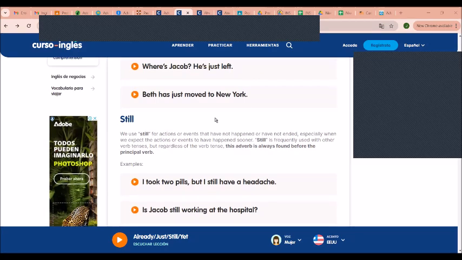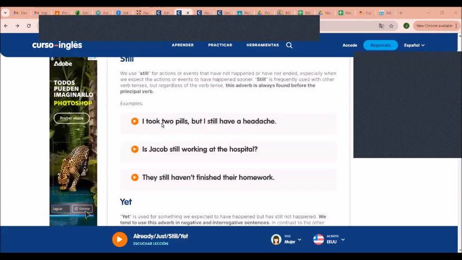And still isn't so affirmative because we expected it, but it's not finished. It's not ended. It's not completed. All right. So this one will behave more like our todavía. So we're looking for completion, but it was not completed. And position wise, it goes closer to the beginning of the sentence, just before our verbs. Always before the principal verb.